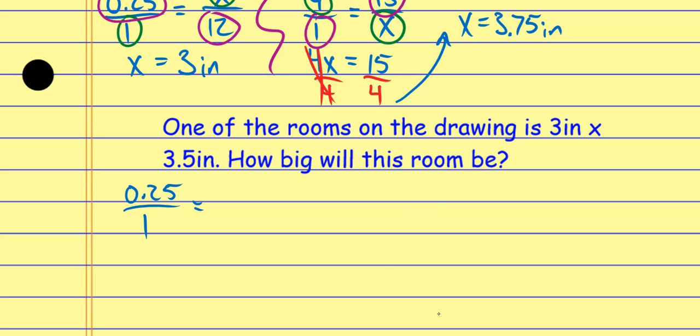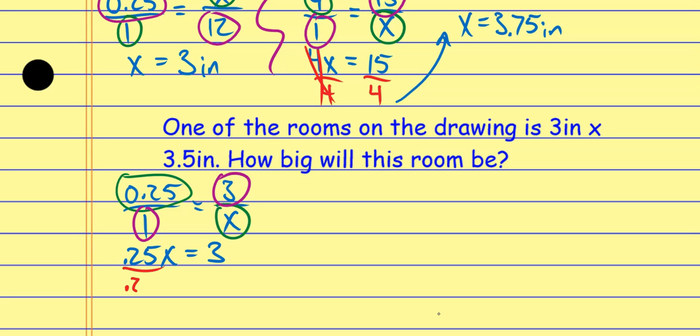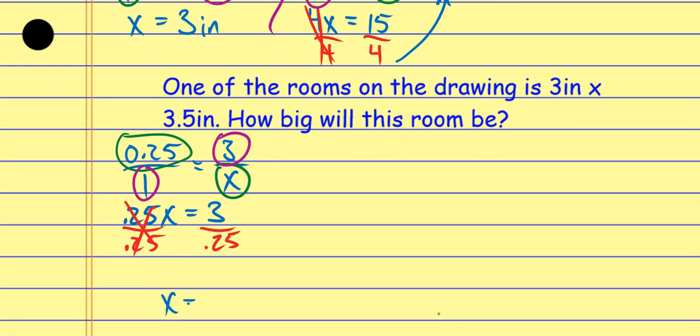Okay? And so once again, I say, okay, that's inches over feet, inches on the drawing to feet in real life. So 3 inches on the drawing over how many inches in real life? And I cross multiply. Here, this guy times this guy, that is a 0.25x equals 3 times the 1, that's a 3. And now I have to divide each side, and this is where my calculator will be pretty helpful when I'm dividing by a decimal here. So I find out that x equals 12, and that's 12 feet.